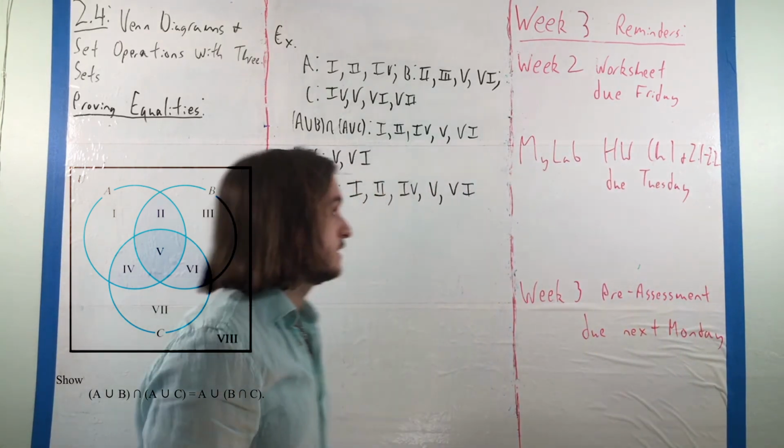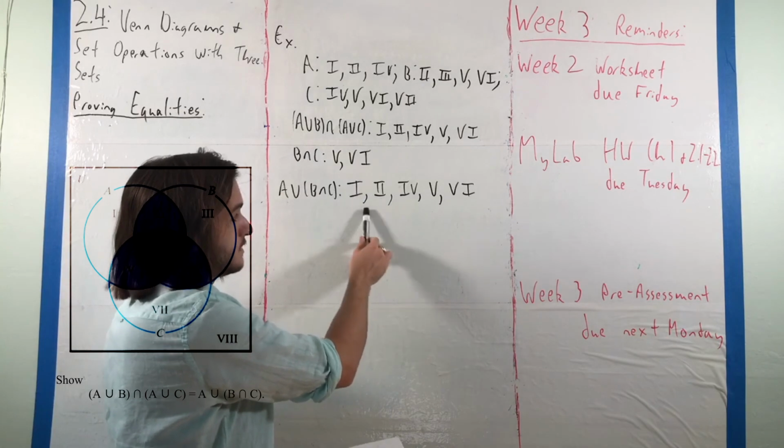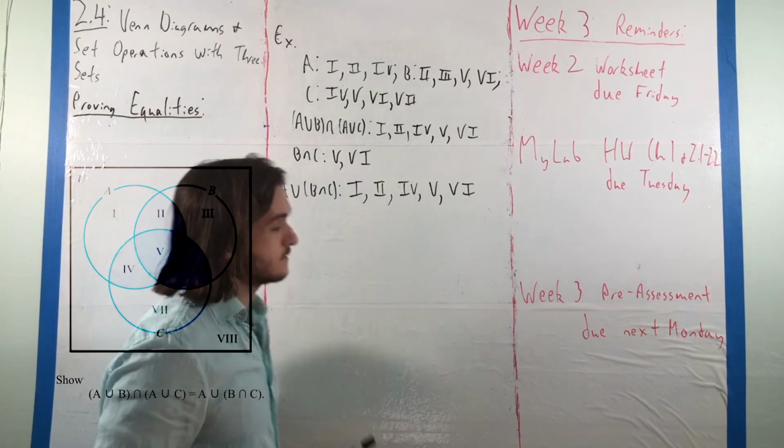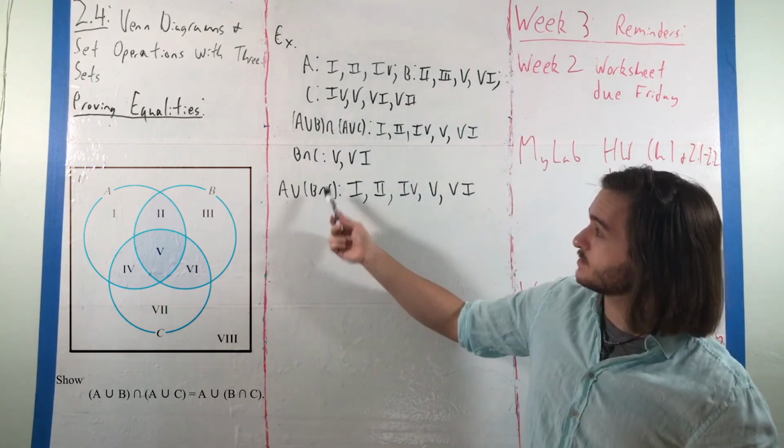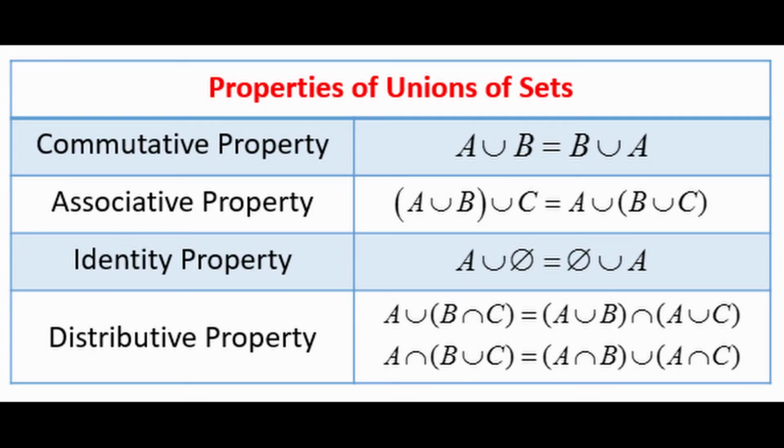So we will end up with, as before, 1, 2, 4, 5, and 6. This shows that these two set operations are equal generally.